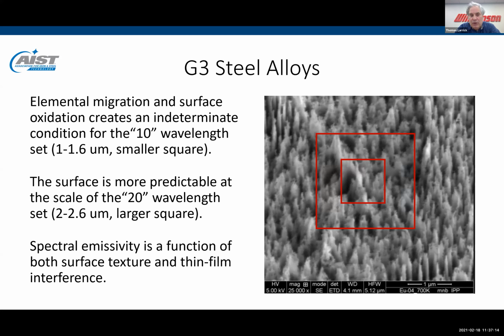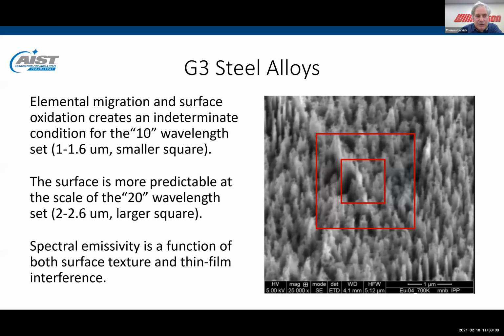It can be a deep cavity, or it can be a lot of really small, kind of a smoother area. When we look at an area on the surface that's in the 2 micron range, which is represented by that larger square, then the variation on the surface is much more uniform. And so when we run this generation 3 advanced high strength steel, what we find is that when we use the shorter wavelength set, we get an indeterminate condition, and we don't always report the true temperature. Whereas when we scoot out to the longer wavelength, that allows us to make a true temperature reading, even when we're running these advanced high strength steels.